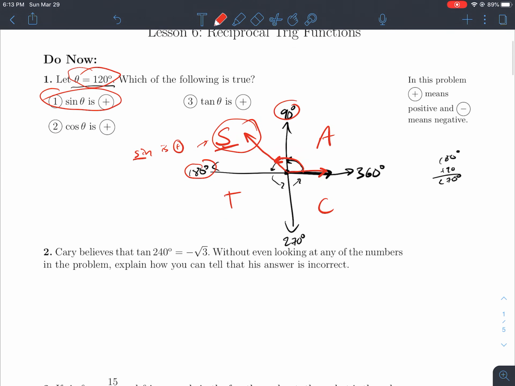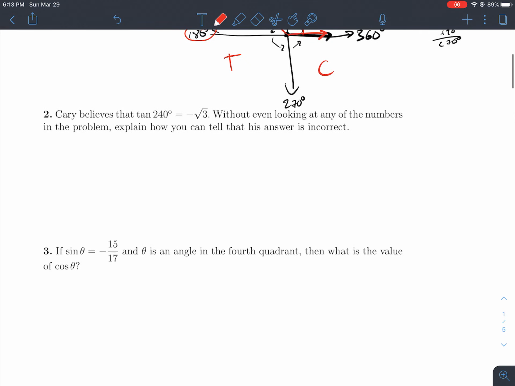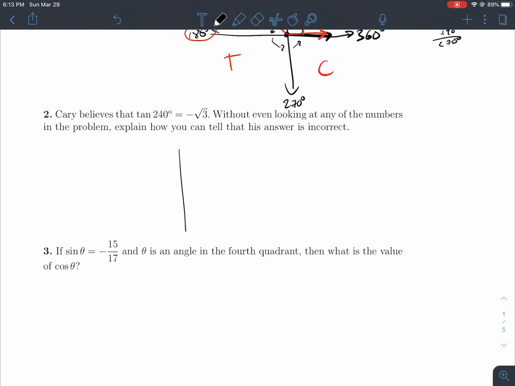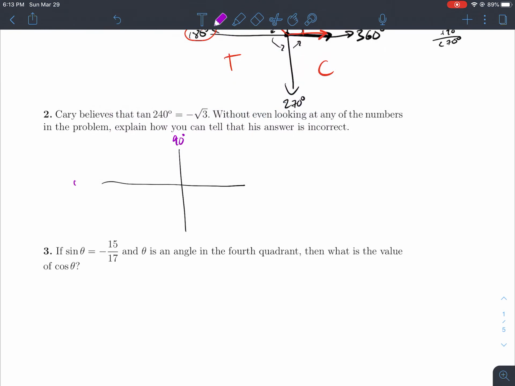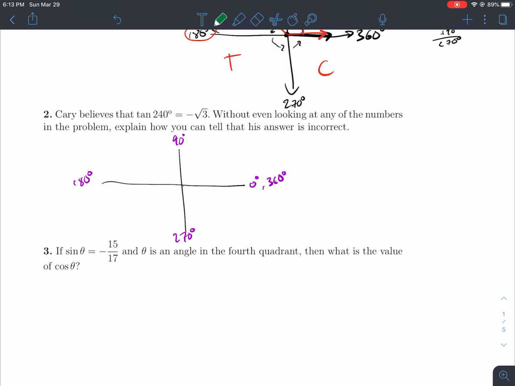Carrie believes that the tangent of 240 degrees is negative square root of 3. Without even looking at any of the numbers in the problem, explain how you can tell that his answer is incorrect. Well, if you graph a 240 degree angle, let's just label our key values first. This would be 0, but also 360. If we graph a 240 degree angle, that's going to start on the positive x-axis. We're going to rotate past 90, past 180, all the way into the third quadrant.